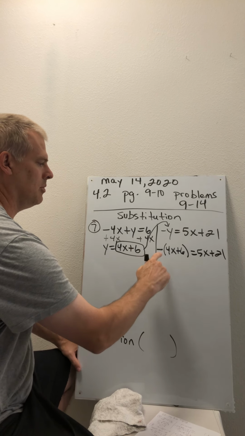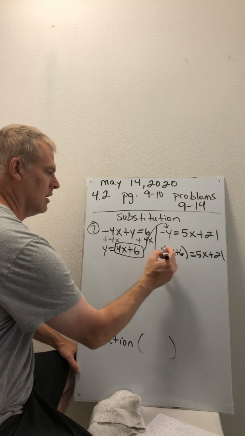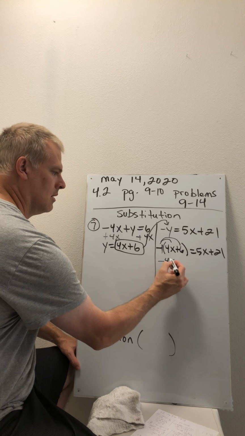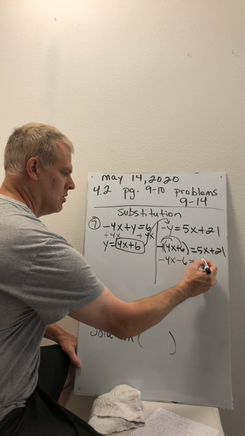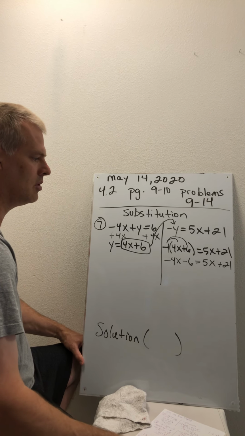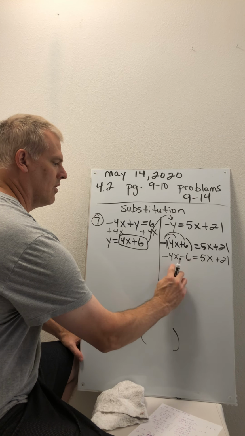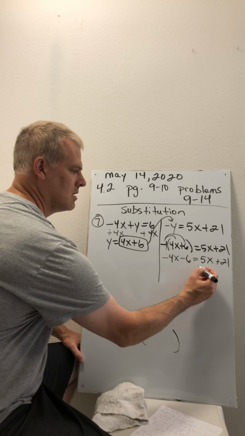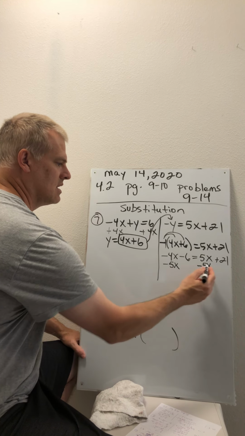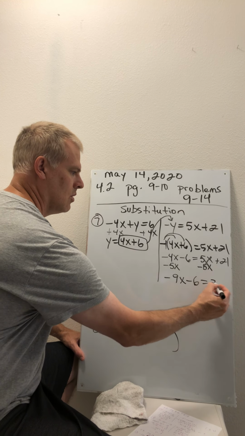I'm going to now distribute the negative into the parentheses. So technically there's a 1 here. So I'm going to distribute the negative 1 into the parentheses. So negative 4x minus 6 equals 5x plus 21. Now I need to get the variable on one side of the equation. I have it on both sides. So I can either move the 4x or the 5x. Now I always like to move the x to the left if possible. So I moved it to the left, I cancel these out, I get negative 9x minus 6 equals 21.